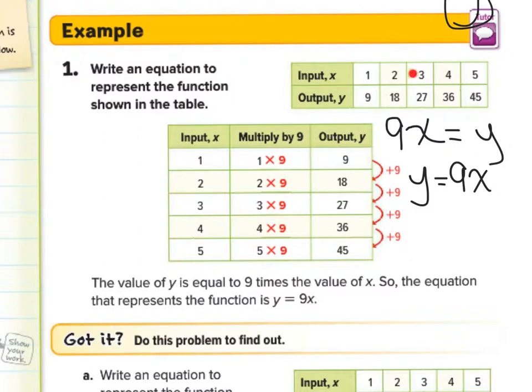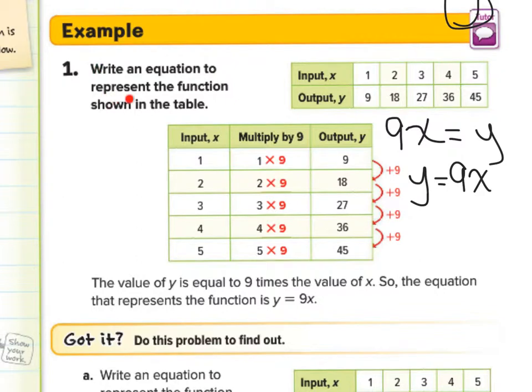So see, for example, if x is 4, okay, we take our 4 and we put it in here. It's going to convert that into 4 times 9, which will give us 36, as you see right there. When 4 times 9 is 36.